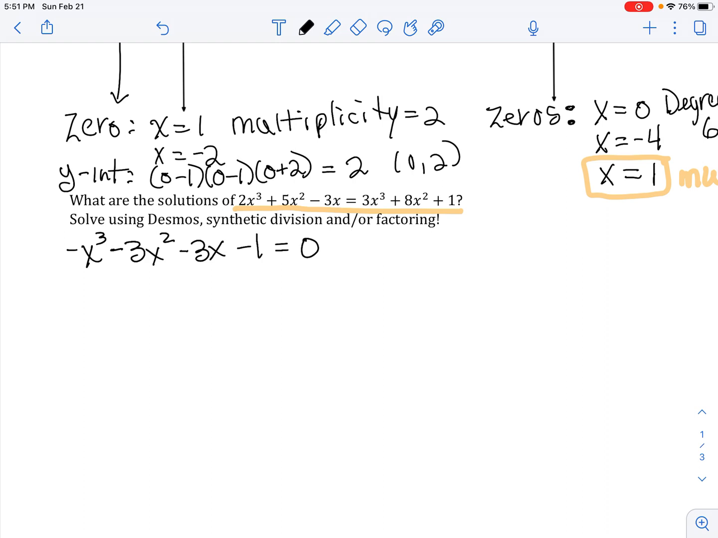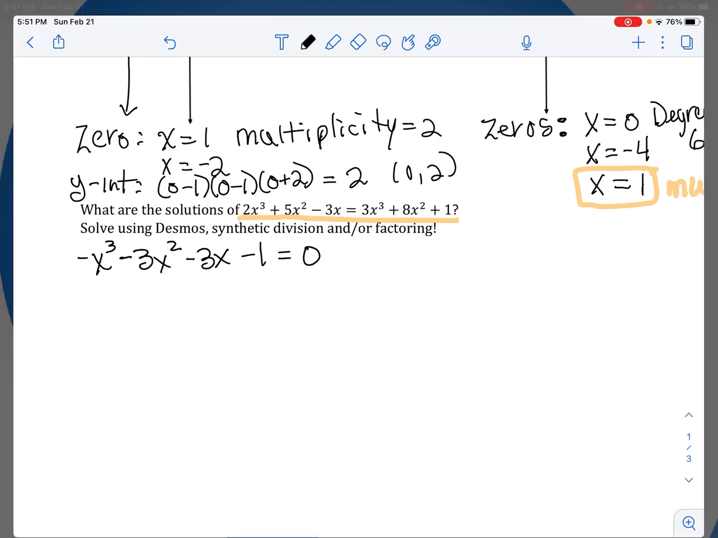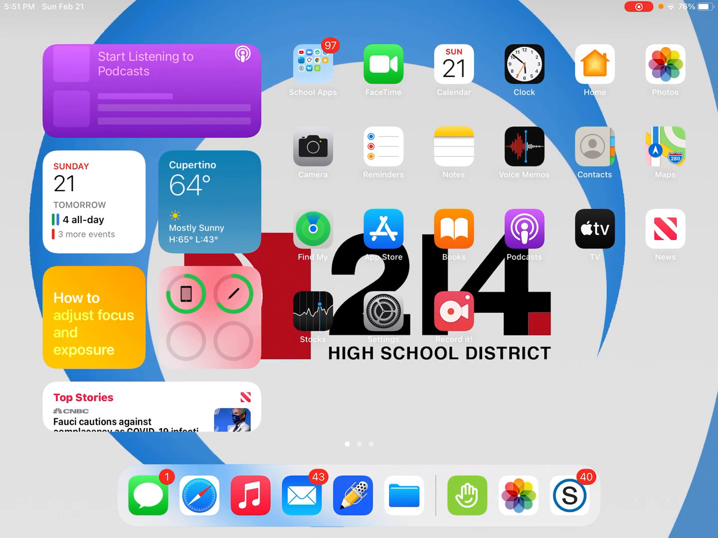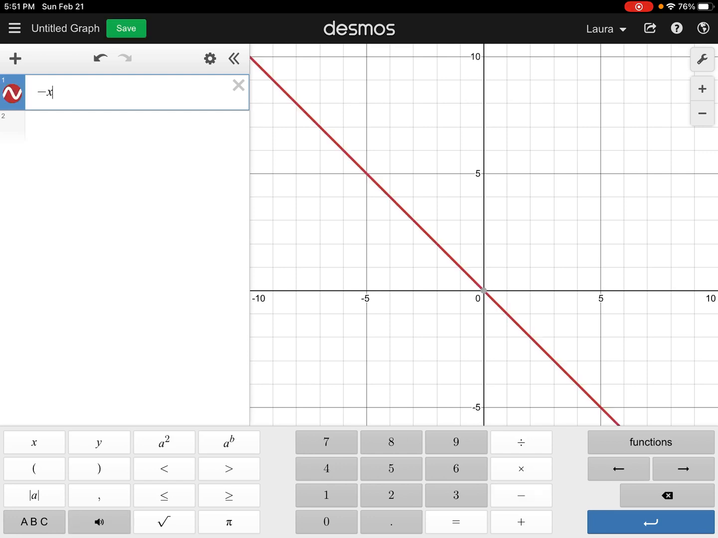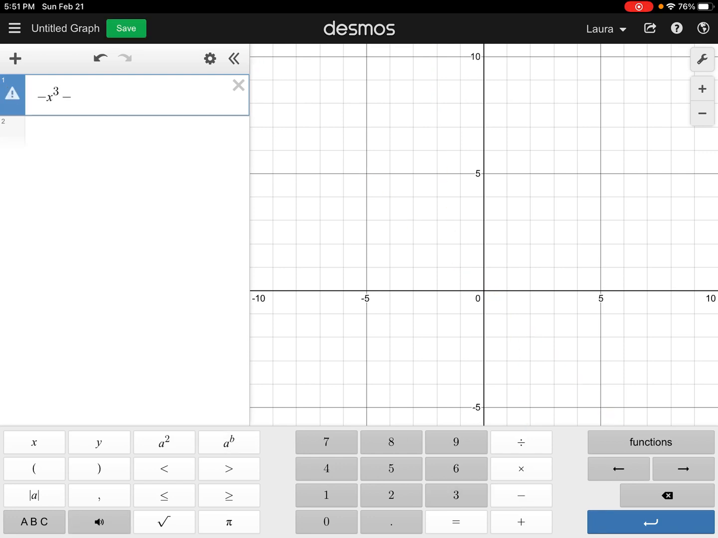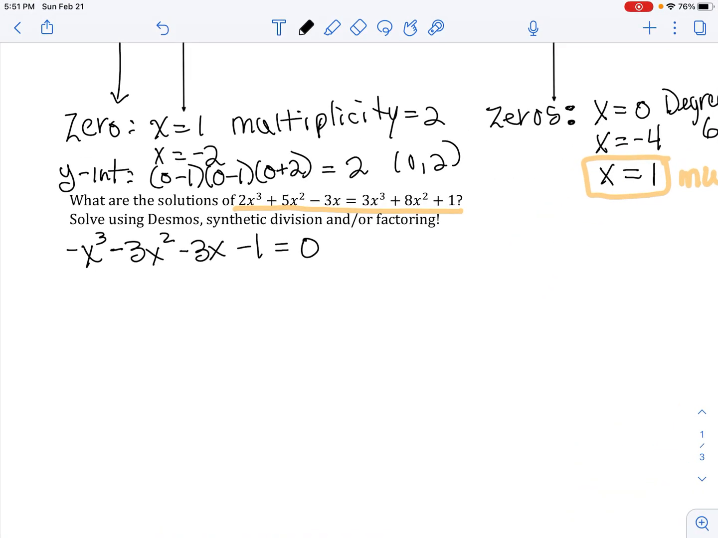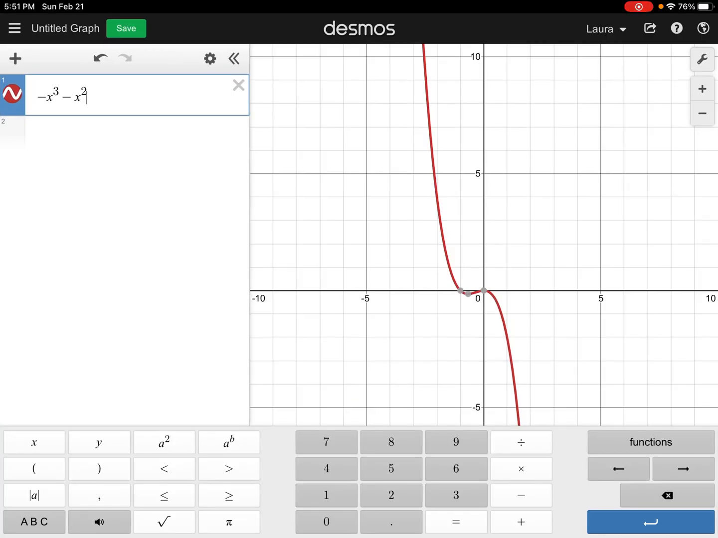Let's go to Desmos and pick up a 0, all right? So -x cubed minus 3x squared. So I'm going to open up Desmos. Okay, so -x cubed minus 3x squared. Okay, let me go back one more time and make sure I've got minus 3x squared minus 3x minus 1.